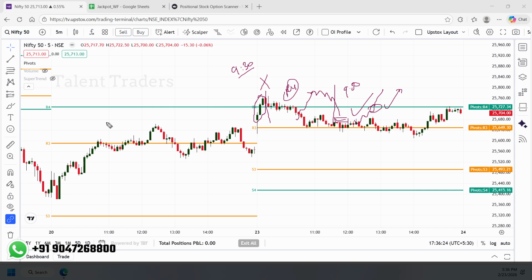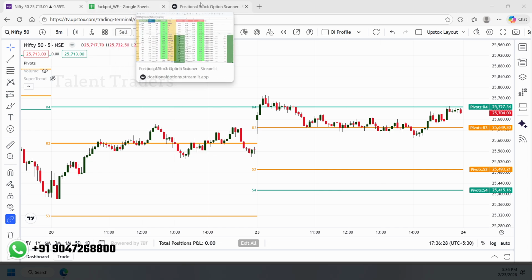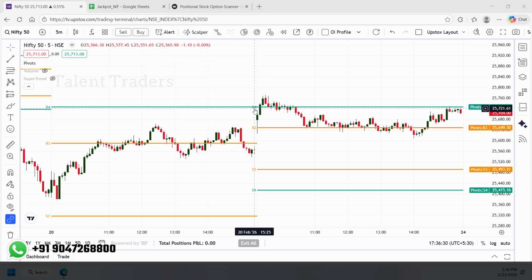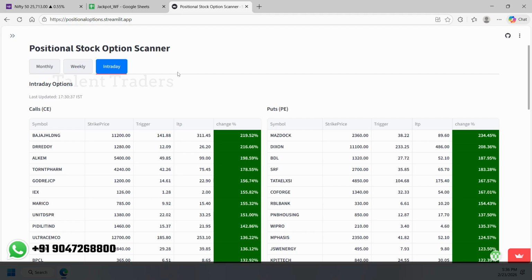This is the difference between the previous one and the new one. The previous one we are going to discontinue, but in the new one the logic is that at 9:30 we check the stocks trading below R4, whether or not they crossed above the R4 level before 9:30. Exactly at 9:30 it will check which stocks are trading above the R4 level, and those will be filtered out. For example, Dr. Reddy 1280, let me check.